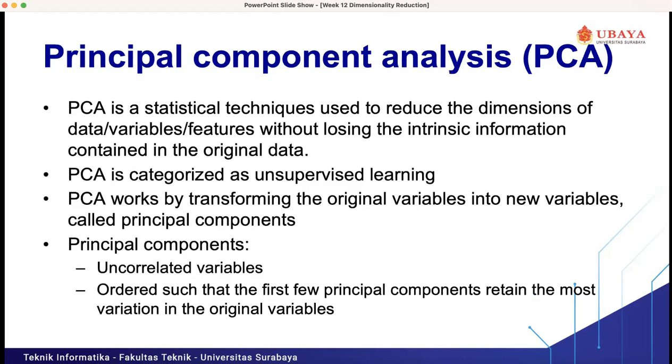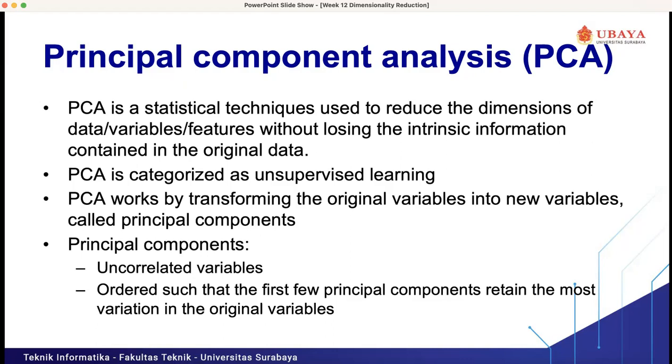PCA is a statistical technique used to reduce the dimensions of data, variables, or features without losing the intrinsic information contained in the original data. PCA is categorized as unsupervised learning because we don't need to train it to reduce the dimension of our dataset. PCA works by transforming the original variables into new variables, and we call them principal components.